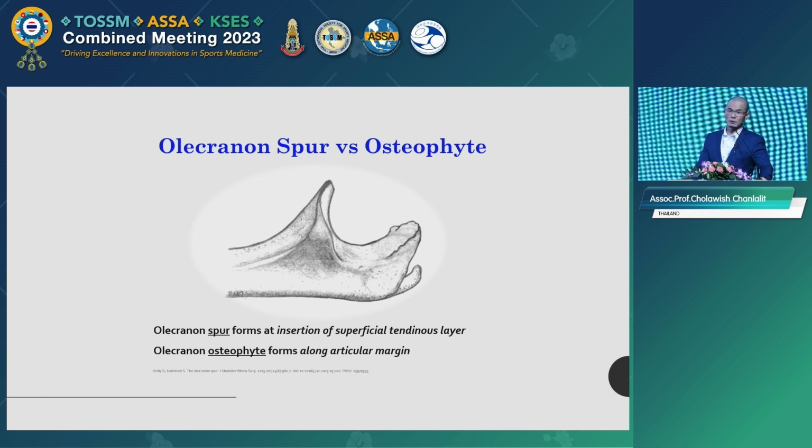Where is the olecranon spur? Here is the olecranon spur, but we call this one an olecranon osteophyte. Okay. This is the spur, and this is the osteophyte.